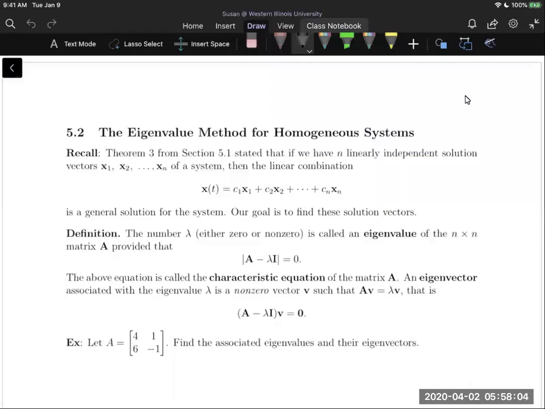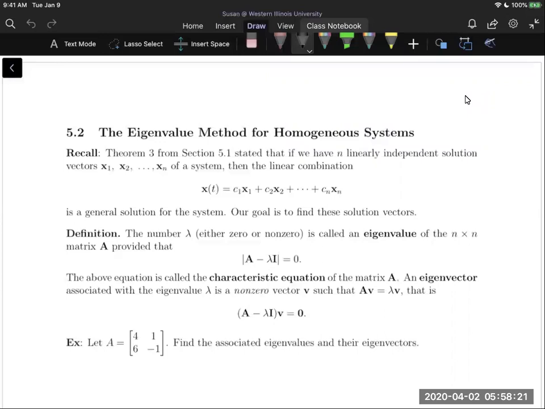In this video, we're going to talk about section 5.2, the eigenvalue method for homogeneous systems. I want you to recall section 5.1, where we introduced some concepts from linear algebra, and at the very end touched on how we can utilize them to solve systems of DEs.